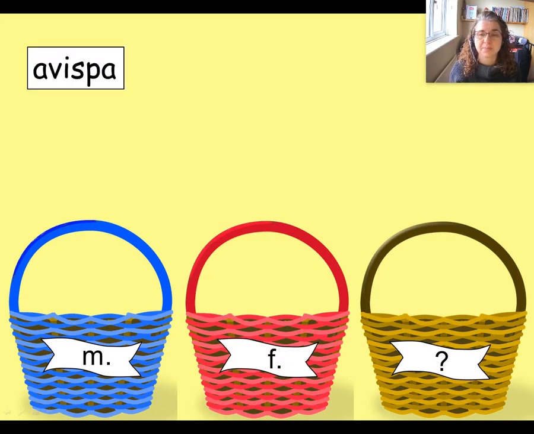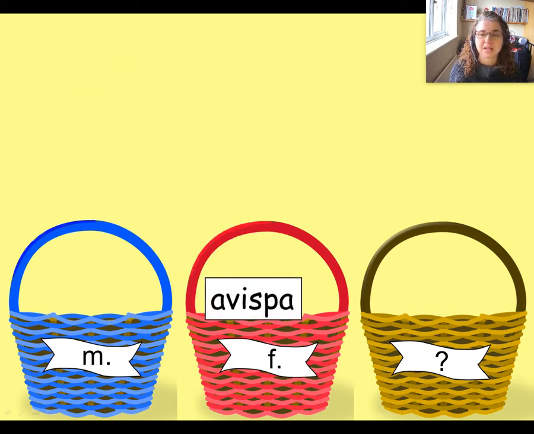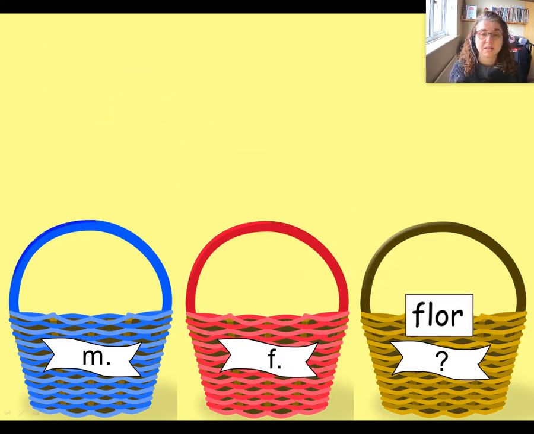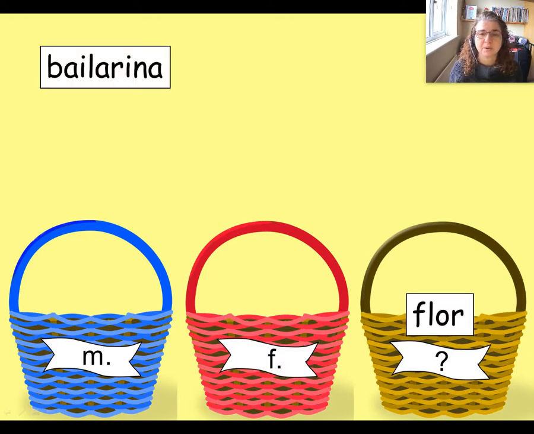Here's our next word. Masculine, feminine, or don't know? That's it. It's feminine because it ends in a. Here's the next one. Masculine, feminine, or don't know? That's right. This is a don't know, isn't it? Because it doesn't end in o or a. We can't tell easily.